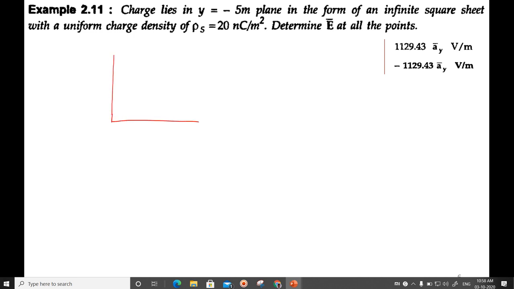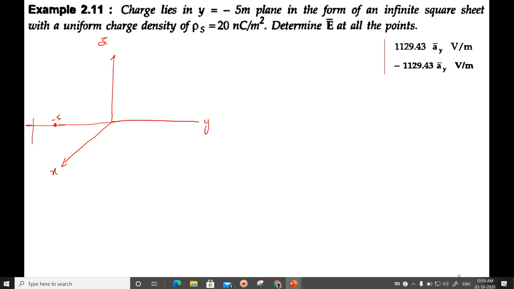So, y equal to minus 5 meter. So x-axis, y-axis, z-axis. I require the negative y-axis, so I'll extend this. Y equal to minus 5, somewhere I will locate here, right? This is where the sheet charge is located, at minus 5. Let me draw it. It should be parallel to the x-axis and z-axis.